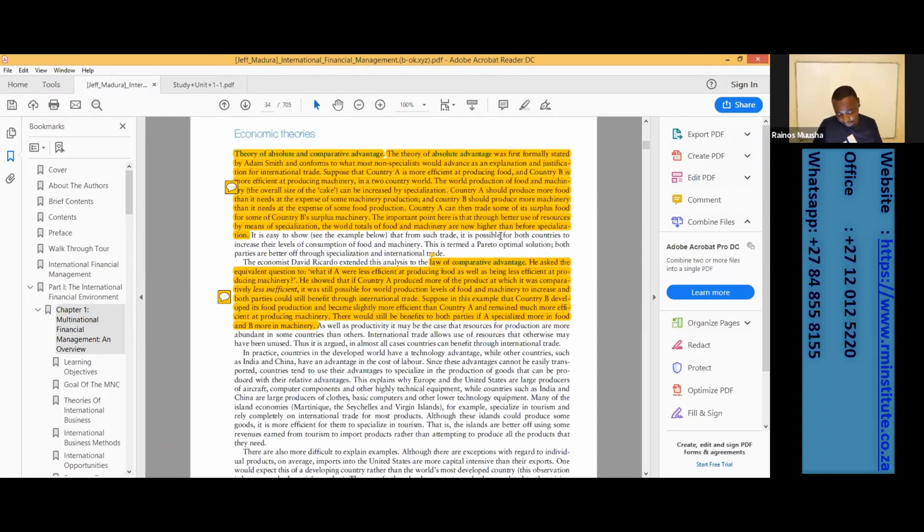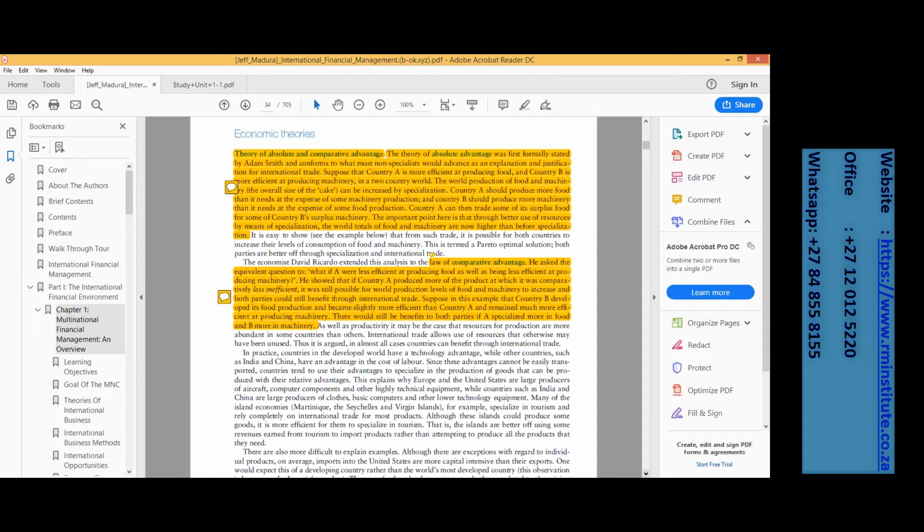So is there any question when it comes to the theory of absolute and comparative advantage? Any question? Just a quick question, sir.